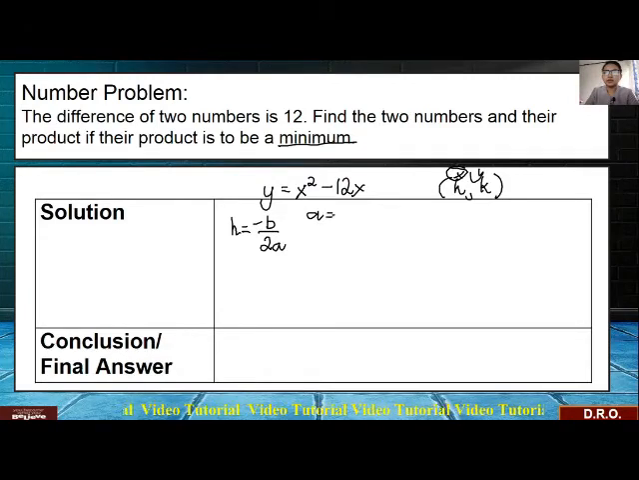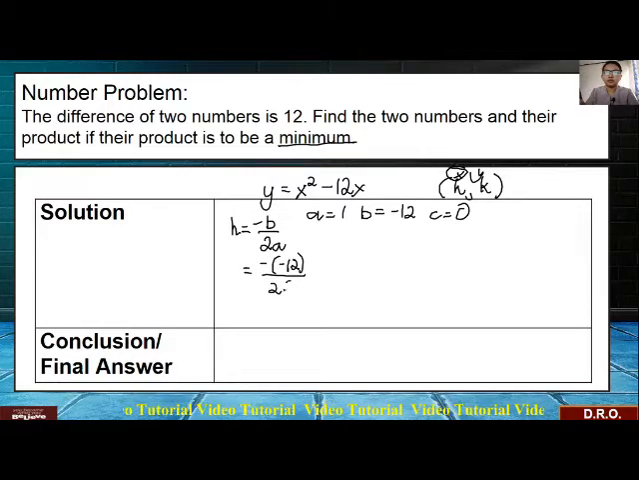Identify the values of a, b, and c. a is 1, b equals negative 12, and c equals 0. Let us substitute. This will be negative of negative 12 all over 2. Simplify. Negative times negative, that will be positive 12 divided by 2, which is 6. Now we already know that one of the numbers, or the value of x, is 6.